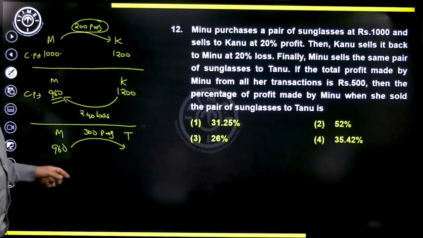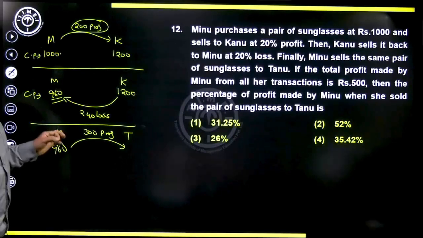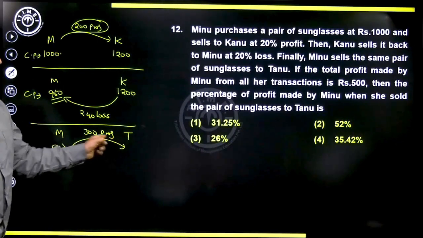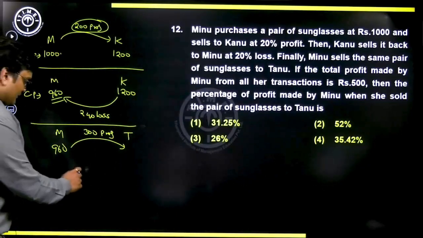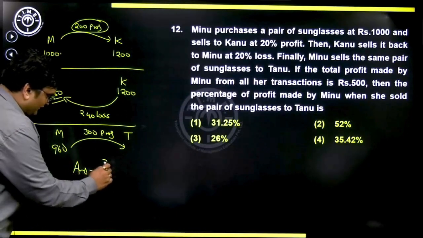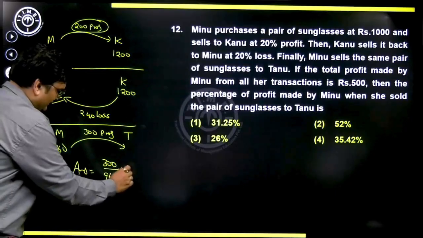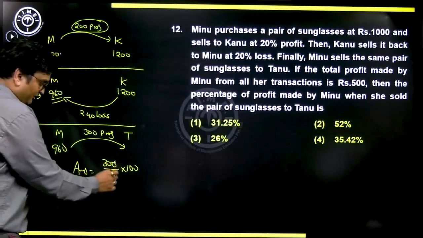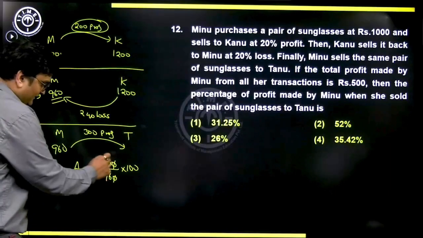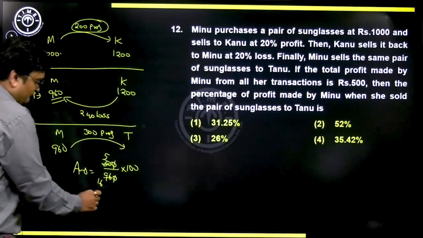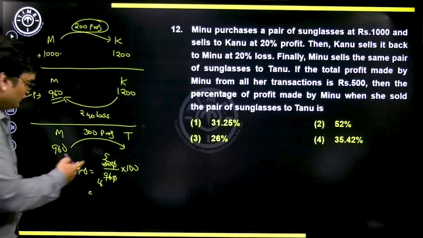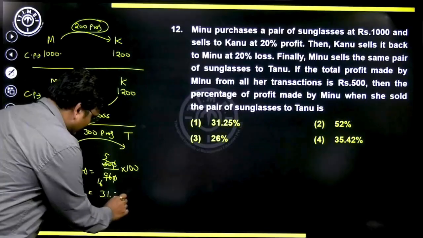Now, he is asking us the percentage of profit made by Meenu when she sold the pair of sunglasses to Tanu. So, can I say my answer here will be the profit she made divided by the cost price into 100. This should give us the answer. Let's try to simplify and see what value do we get. 5 by 16. 1 by 16 is 6.25. So 5 by 16 will be 31.25%.